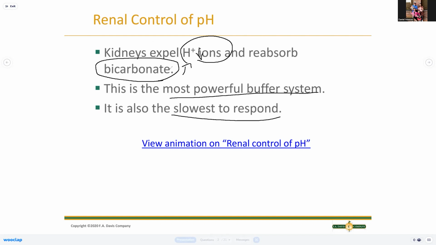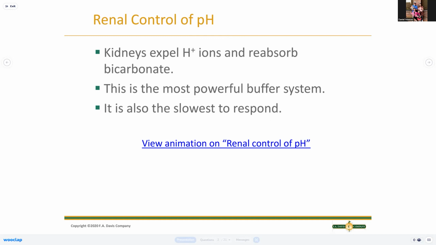Kidneys are a third line of defense under the umbrella of physiological ways of us maintaining our pH balance. They want to get rid of hydrogen, right? Because if I lose hydrogen, my pH, if I'm acidic, will go up. Kidneys reabsorb bicarb to make us more base. Bicarb, B for base. Most powerful buffer system, slowest to respond. All right. Hopefully you guys got that because I repeated a bunch. So this is a video describing the renal control.